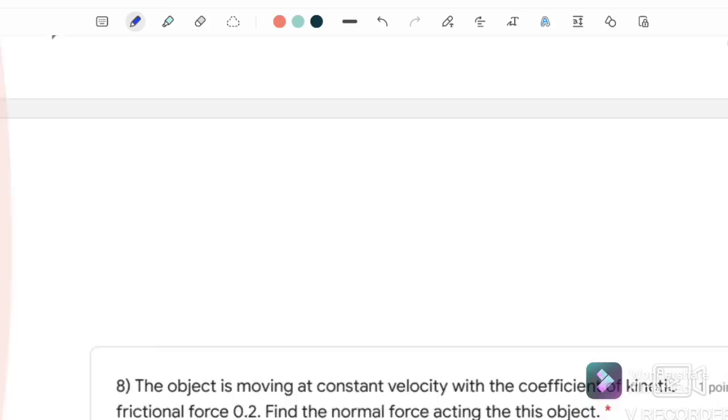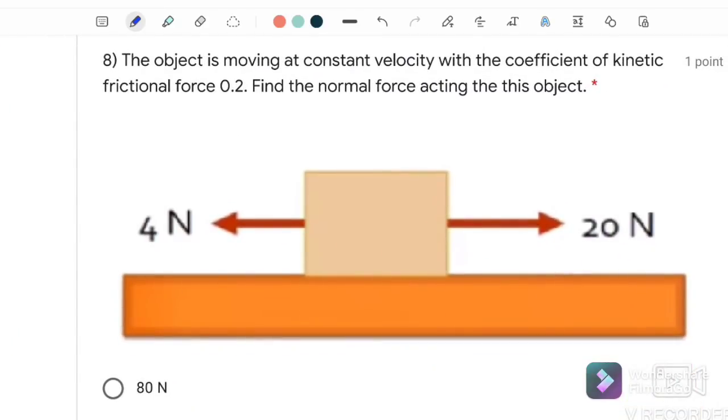Okay, next. Question number 8. The object is moving with constant velocity, meaning that the acceleration is equal to 0, with the coefficient of kinetic frictional force 0.2, meaning that here we have mu. Find the normal force acting on this object.